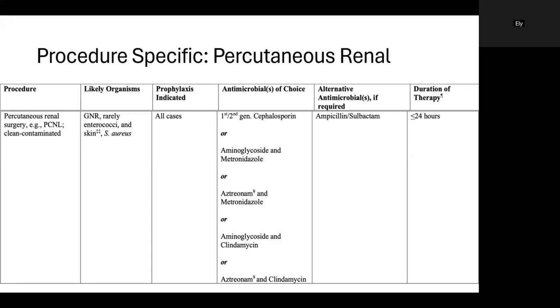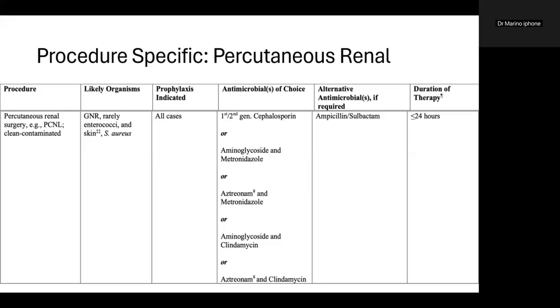So you'll see here that the first line includes things like first and second generation cephalosporins that we're used to, but in certain cases we can also consider aminoglycosides and metronidazole to cover some anaerobes. Aztreonam, carbapenem, which is also relatively broad, and so on and so forth. So it's something to take into account for percutaneous procedures.